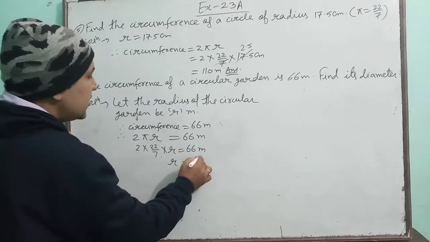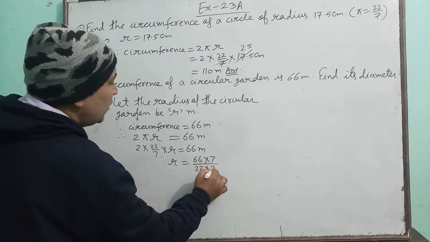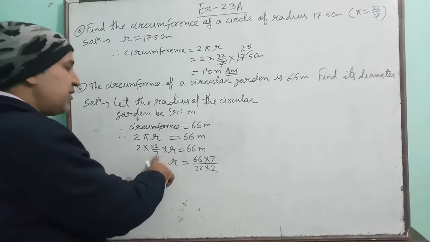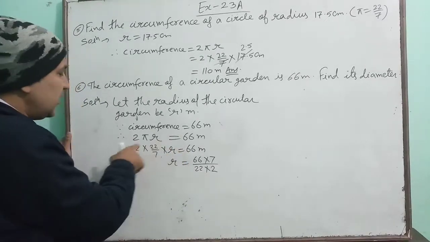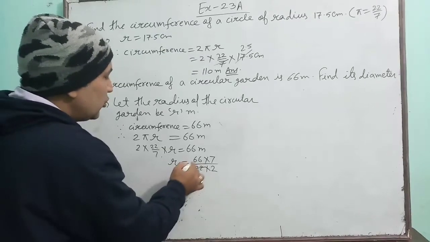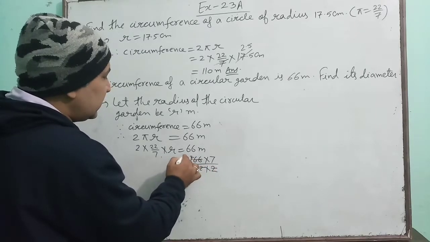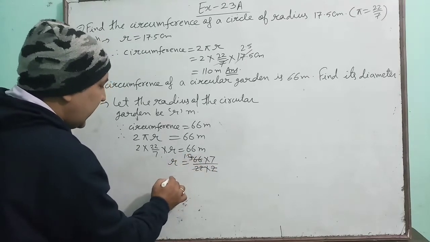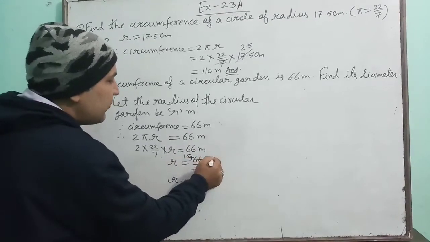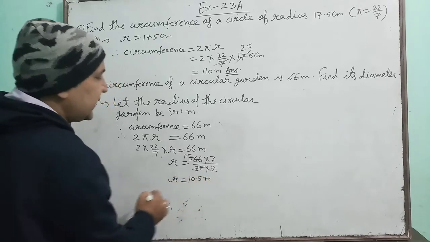Now r is equal to 66 into 7 upon 22 into 2 by cross multiplication. 7 will be multiplied with 66. 2 and 22 will become the denominator. Now 22 dividing 66 by 3 times, 2 dividing 3 by 1.5 times. So radius is equal to 1.5 into 7 means 10.5 meter.